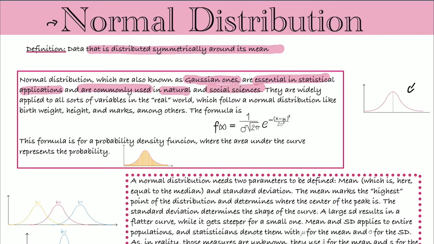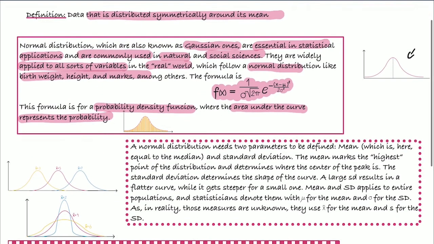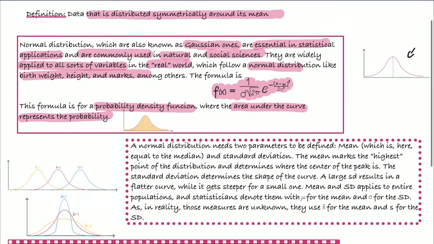And normal distributions are commonly used not only in natural but also in social sciences. They can be widely applied to all sorts of variables in the real world, which actually follow a normal distribution, like birth weight, height, and also marks. The formula is complicated and we don't want to discuss it in detail. Just let me say that it's for a probability density function, where the area under the curve represents the probability. Don't worry too much about the formula.